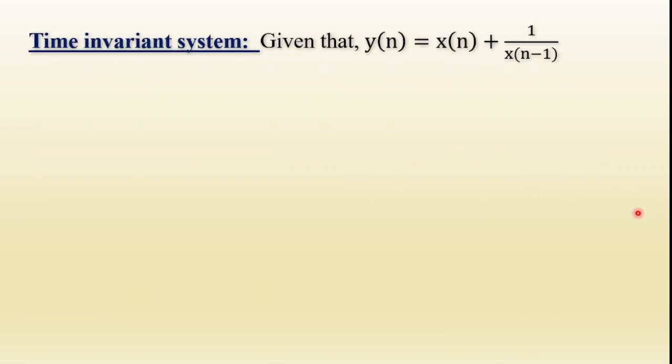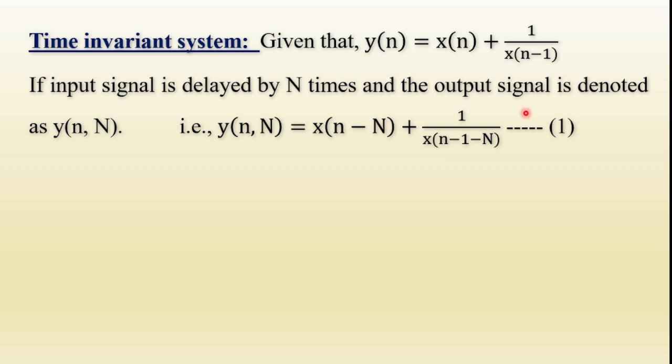Next, verify whether it is a time variant or time invariant system, and this is the given system. Step 1: the input to the system is delayed by capital N times, and the corresponding output signal is denoted as y of n comma capital N. So y of n comma capital N is equal to, with the input delayed by capital N, x of n minus capital N plus 1 by x of n minus 1 minus capital N, and that is considered as equation 1.